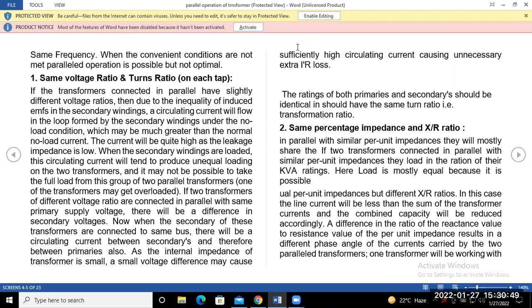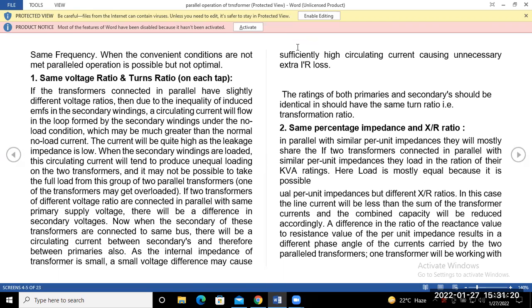Okay. So this circulating current you can avoid if you choose the same turns ratio of the transformers, so that the EMF induced on the secondary side of the transformers is the same. Okay. So the main reason for the same voltage ratio or turns ratio is to avoid the circulating current in the transformer. Okay.